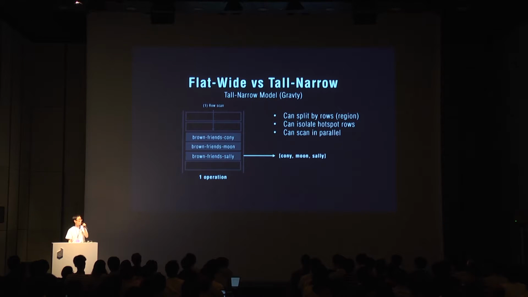This is a Tall-narrow model used by Gravty. Since a row key is edge ID, the query can find what it is looking for with just one row scan. HBase splits a table by rows. This means you can move individual rows or a range of hot-spotted rows to a separate server. We can also perform parallel scanning.